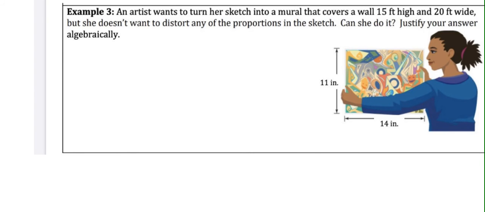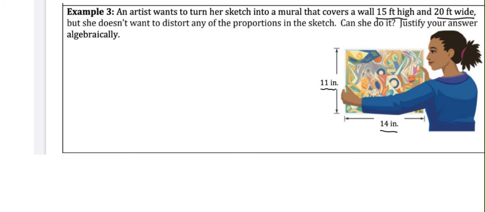All right, let's look at a real-world example of using our scale factors. Right, so an artist wants to turn her sketch into a mural that covers a wall 15 feet high and 20 feet wide, but she doesn't want to distort any of the proportions in the sketch. Can she do it? Justify your answer. Okay, so the first thing we want to do is we're given inches, right? So we need to change feet to inches. So we need to change the mural from 15 feet high to 180 inches. The reason is because there's 12 inches in a foot.